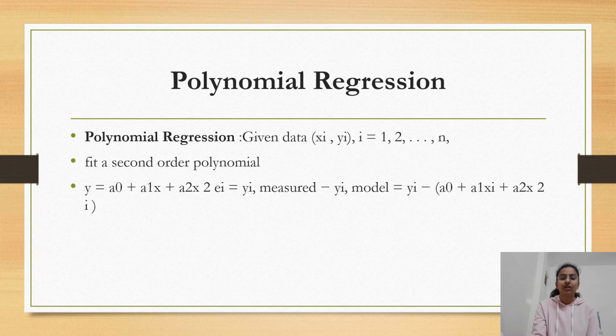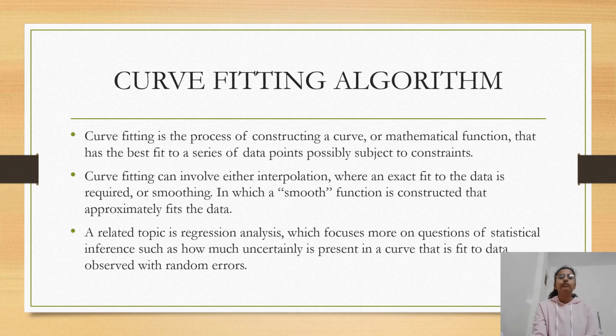Polynomial regression gives data of xi and yi, for i equals 1, 2, up to n number of values. Fit a second order polynomial. Next is the curve fitting algorithm.